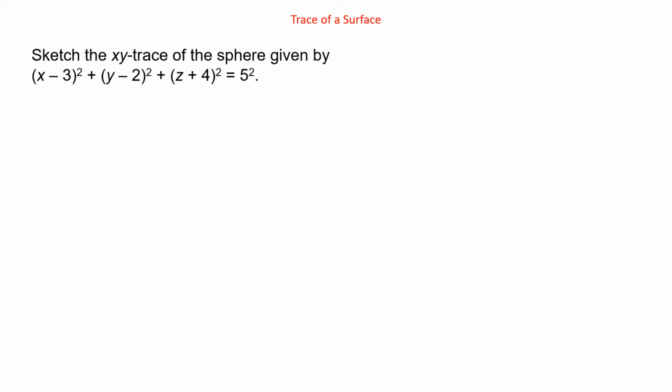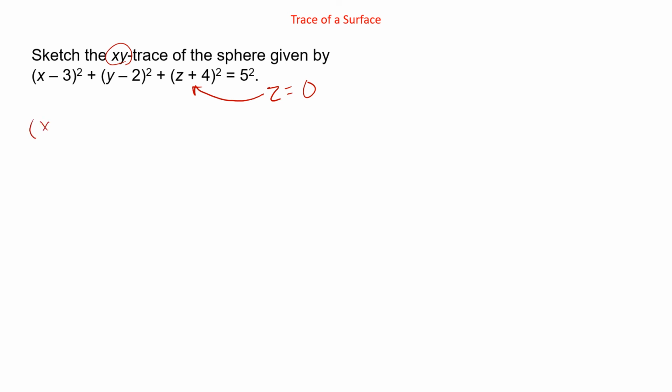So to do this, we're going to sketch the XY trace of the sphere given by x minus 3 squared plus y minus 2 squared plus z plus 4 squared equals 5 squared. So the XY trace is going to be on the XY plane. What every point on the XY plane has in common is z equals 0. On the YZ plane, x equals 0. On the XZ plane, y equals 0. Whichever variable is not in the plane will equal 0. So all we're going to do is plug this in and then simplify.